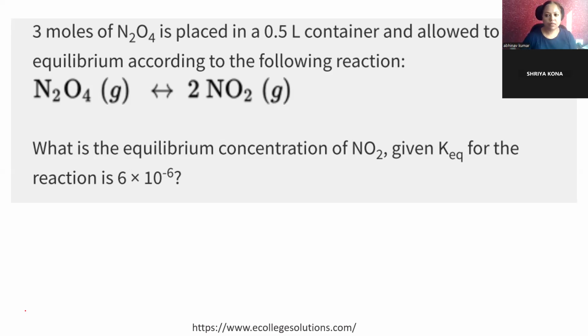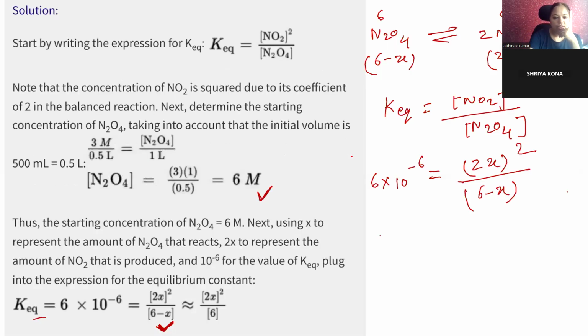It's 6 times 10 to the -3. What is the molar equilibrium concentration of NO2? Yes, and six times ten to the negative three. Okay, let me now check. Here, I think it is.